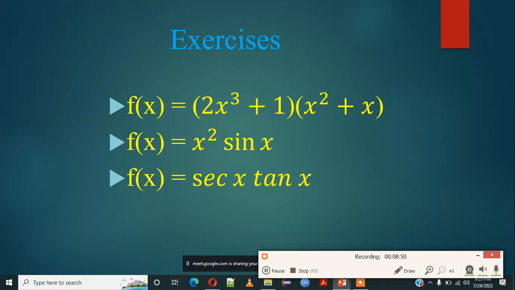The next one is f(x) equal to x squared sin x. And then the other one is f(x) equal to sec x tan x. And the last one will be f(x) equal to exponential 4t cos 5t. That one is not there, but make sure you note it down. That is exponential 4t cos 5x.